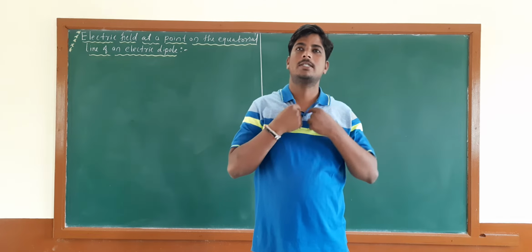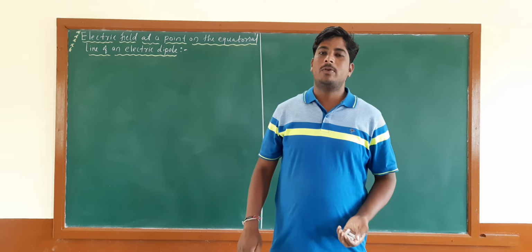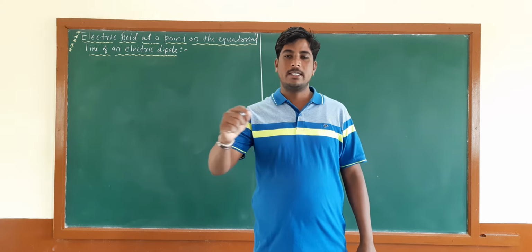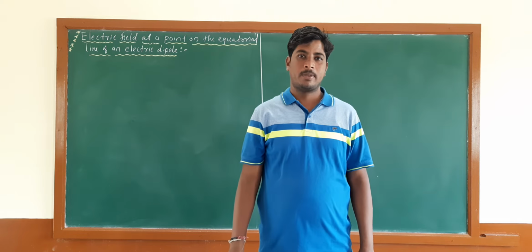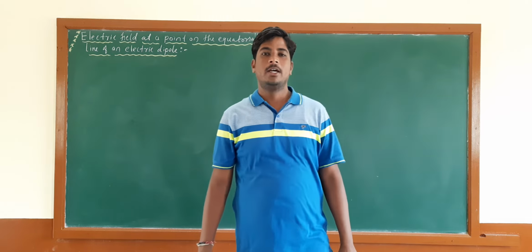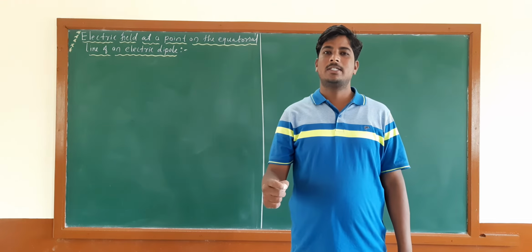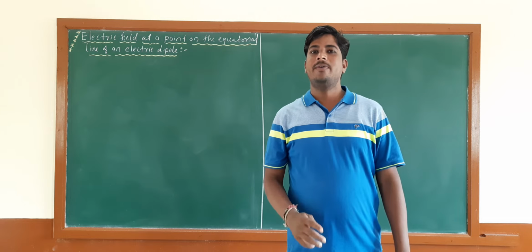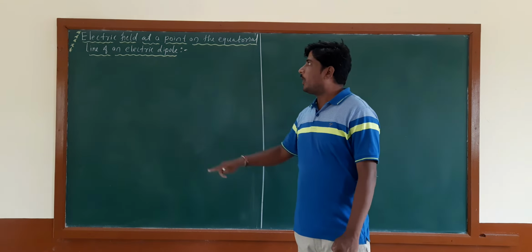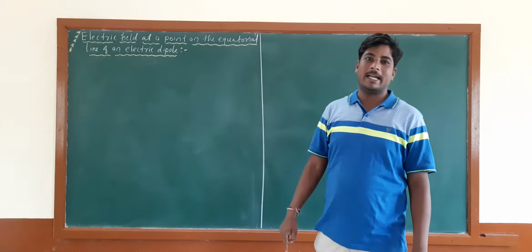In the last class, we were discussing the electric field on the axis of an electric dipole, and hence we derived the expression for the electric field on the axis of the dipole. In today's class, we will derive an expression for the electric field at a point on the equatorial line of an electric dipole.